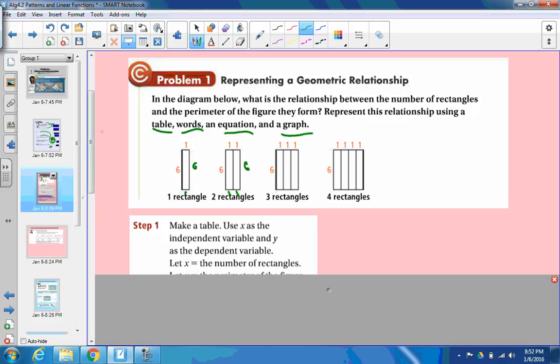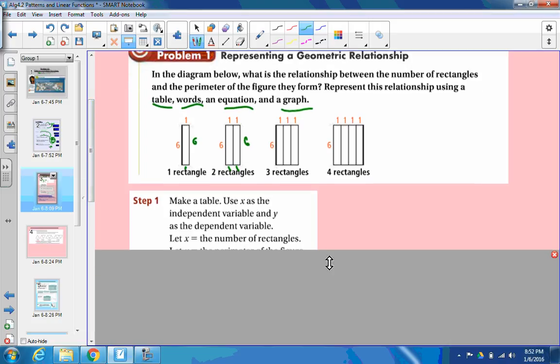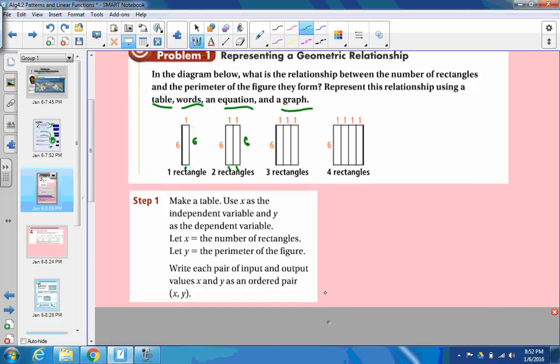So let's make a table to represent this, and I'll show you a couple different ways. If you look at it, it seems like you always have the sides that are 6 and 6, so we're always going to be adding that 12 to it. Let's make our x value the thing that's changing, the number of rectangles. That's going to be our x value. Our y value can be the perimeter.